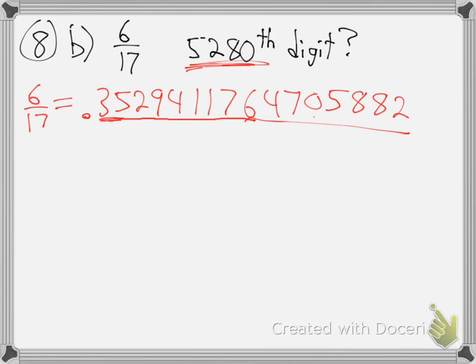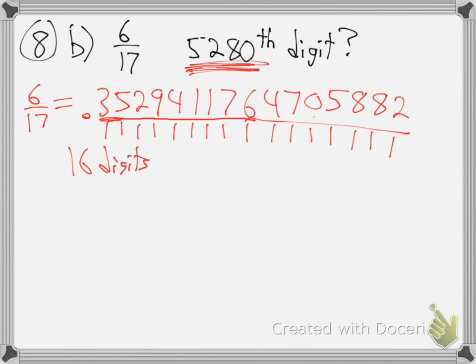So how do you take that and find the 5,280th digit? Let's figure out how many digits are here first. 1, 2, 3, 4, 5, 6, 7, 8, 9, 10, 11, 12, 13, 14, 15, 16. So there's 16 digits, and then it just keeps repeating. Everybody understanding that it just keeps repeating? What Janelle was saying, it started the 3, 5, 2 thing again after that. So it goes 16 digits, 16 digits, 16 digits forever. It repeats that pattern of 16 digits forever.